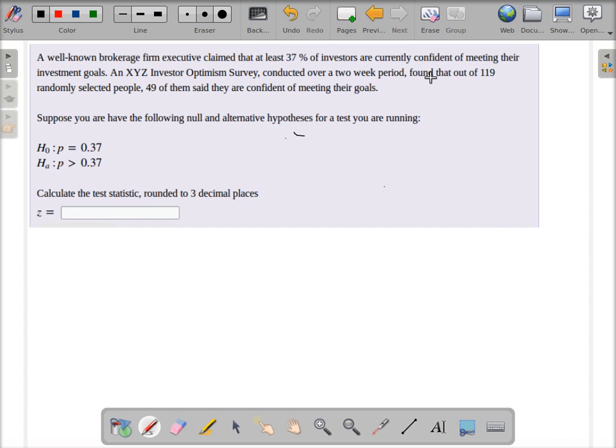An XYZ investor optimism survey conducted over a 2-week period found that of 119 randomly selected people, only 49 of them said they were confident in meeting their goals. So there's where we get our p hat, our test statistic, 49 out of 119. So we'd say p hat equals 49 out of 119.